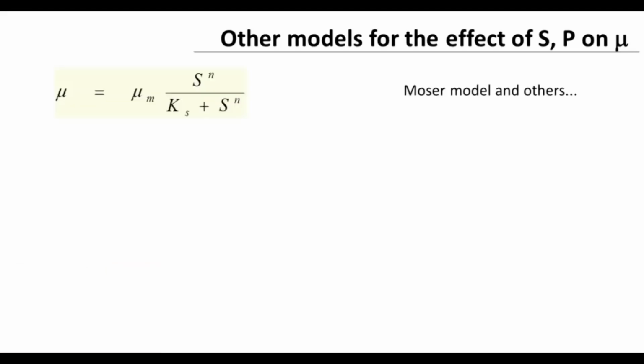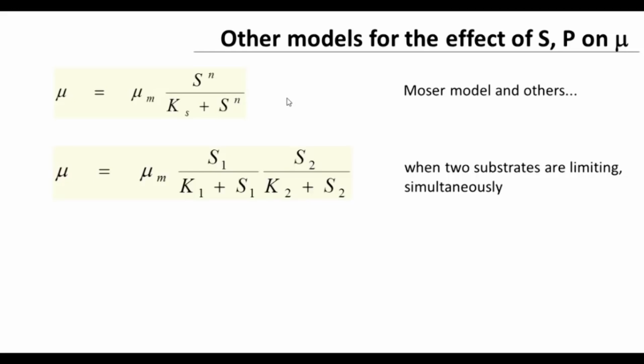There are many models. Some of them are mu equals mu m into S power n divided by Ks plus S power n. This is called the Moser model, where you have mu m, Ks and n as the parameters of the model. This is one other model. When two substrates are limiting simultaneously, this can also happen, then mu equals mu m into S1 divided by K1 plus S1 into S2 divided by K2 plus S2. This model is very popular when two substrates are simultaneously limiting.